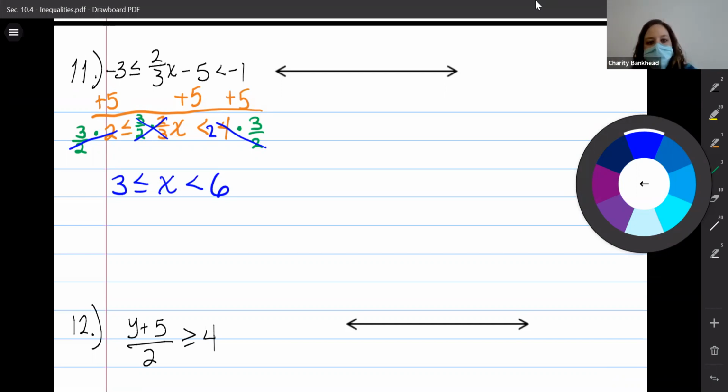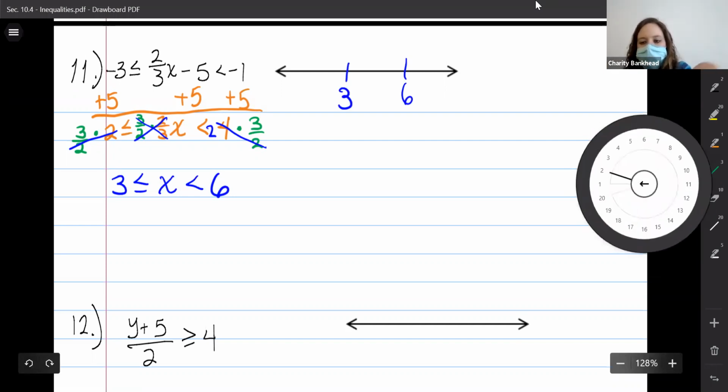All right, so I'm going to mark 3 and 6 on my number line. And 3 is going to have a solid circle, and 6 is going to have an open circle. And then shade the middle. And then for my interval notation, it would be bracket 3, 6, parentheses.